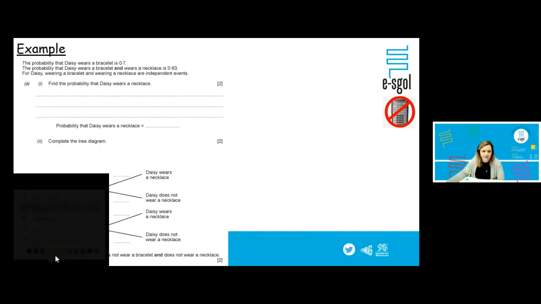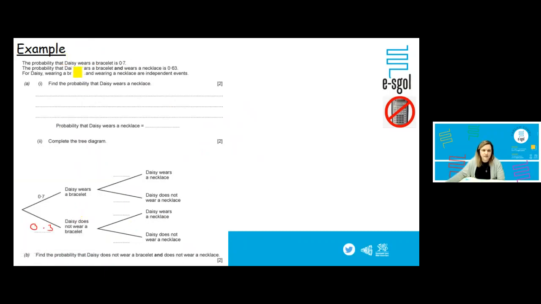I'm going to go back up now, and it says the probability that Daisy wears a bracelet and wears a necklace is 0.63. So that is not the probability that she wears a necklace. That is the probability that she's got a bracelet and a necklace on. So if we think back to what we've done throughout the lesson today, that would involve multiplying. So what we've actually worked out, or what we've given here, is the answer from following the top 2 branches, because that is wearing a bracelet. Oh, I lost my highlighter, 1 second. That is the probability of wearing a bracelet and wearing a necklace.